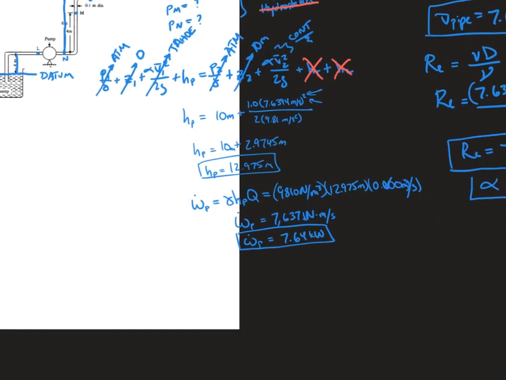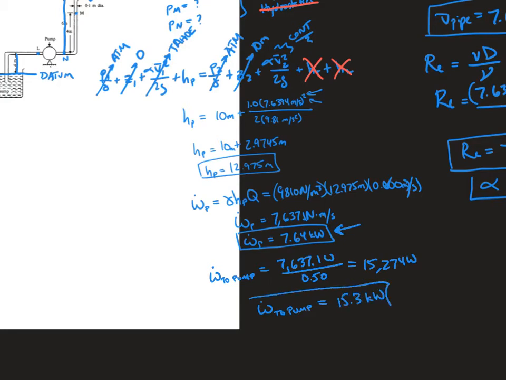Now, if we want to know W dot to the pump, that's how much energy I have to give the pump in order for it to give this amount of energy to the fluid. I'm going to have to divide that number, 7,637 watts, by the efficiency, and I get 15,274 watts. So W dot to pump equals 15.3 kilowatts.